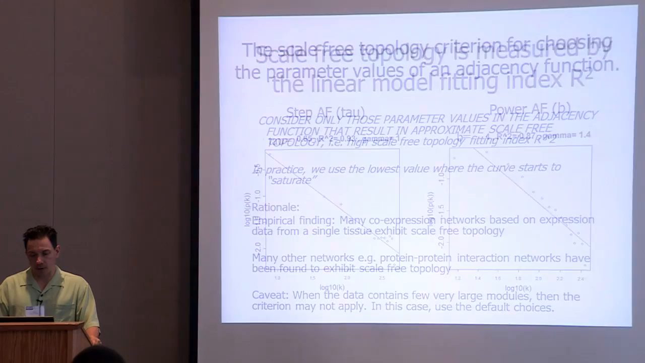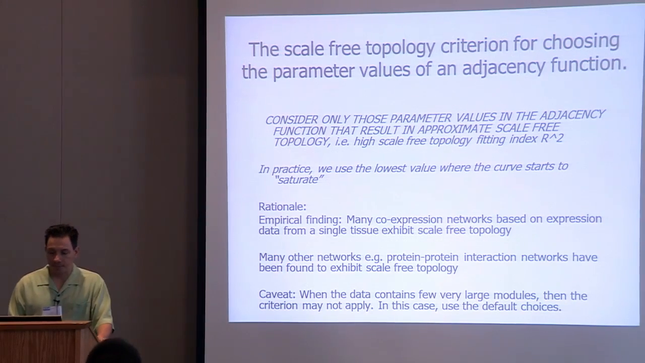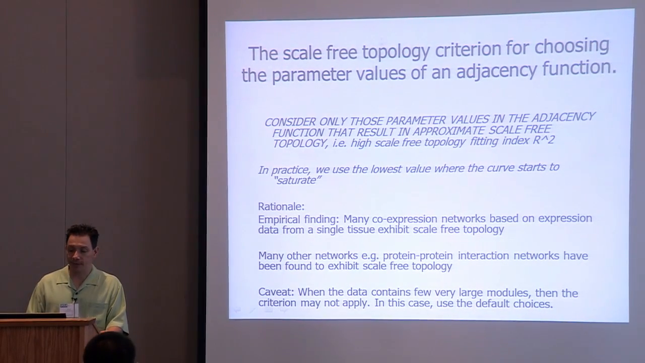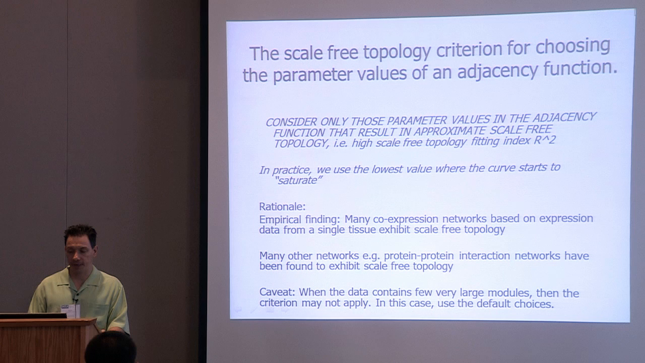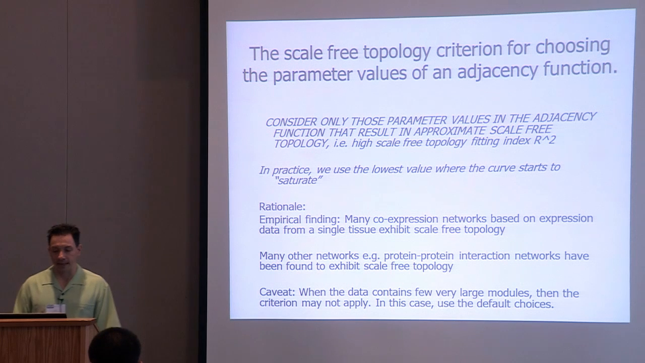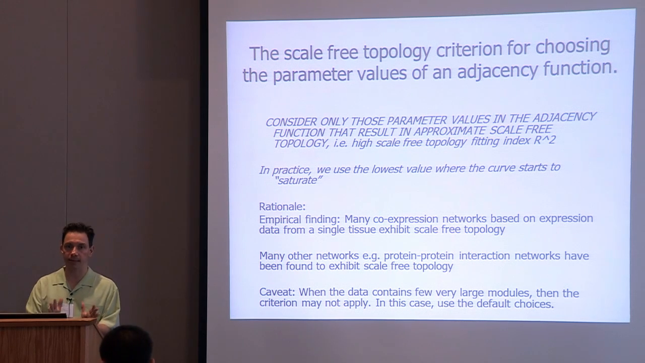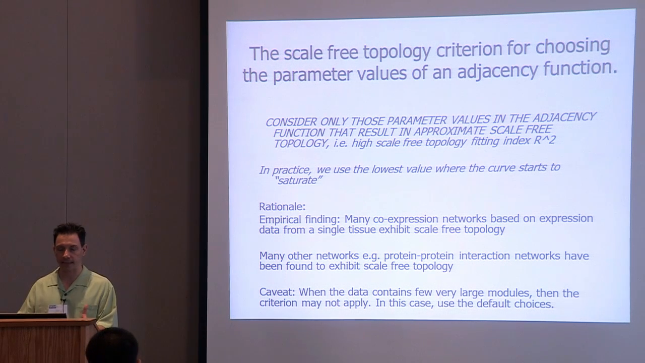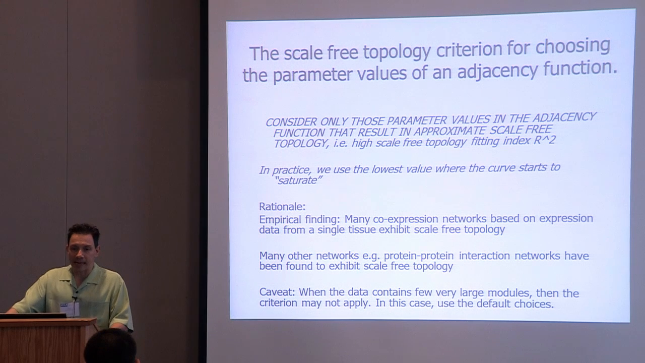So going back here, why do we use the scale-free topology criterion? Well, it's an empirical finding that in many co-expression networks based on expression data from a single tissue, for example, blood expression data or liver expression data, you find scale-free topology for reasonably small powers. 6, 7 for an unsigned network, or 12 for a signed network. And sometimes you really do, but sometimes you don't.